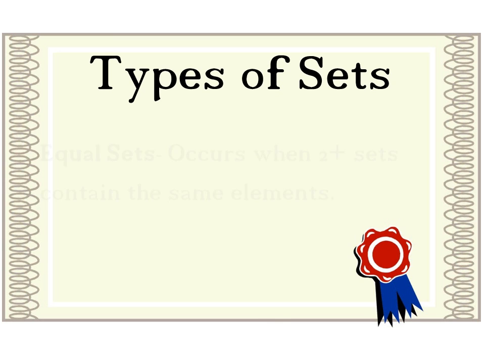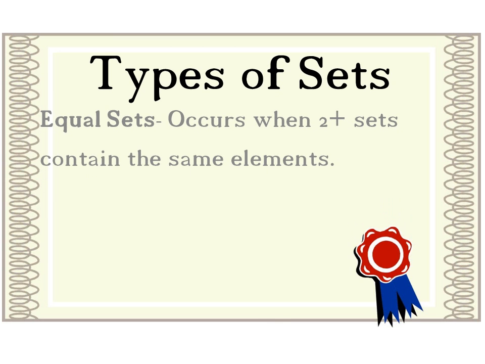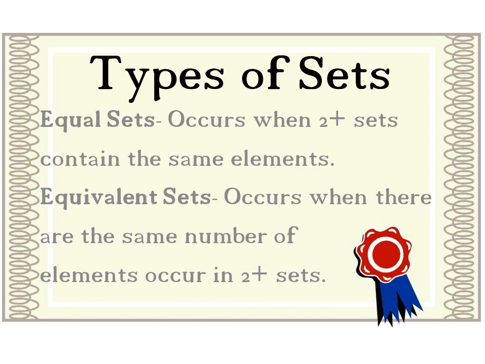Equal sets occur when two or more sets contain the exact same elements. Equivalent sets occur when there are the same number of elements in two or more sets.